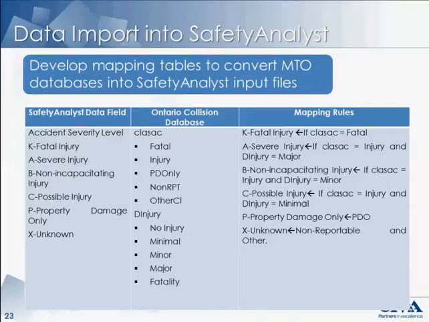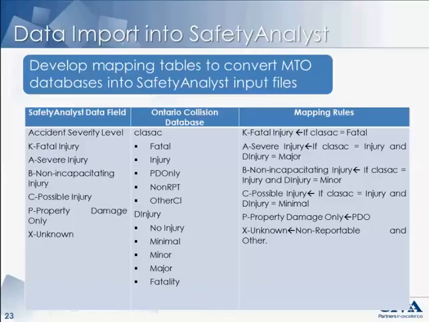So what we did, first, we created some mapping tables. For example, the CITE Analyst field is based on the KABCO system for collision severity. This is an American system, a US system. So K represents fatal. If you have a fatal collision, you represent it by K. C is a possible injury. But in the Ontario database, we have fatal, injury, PDO, non-reported, and other. So you see a lot of differences.